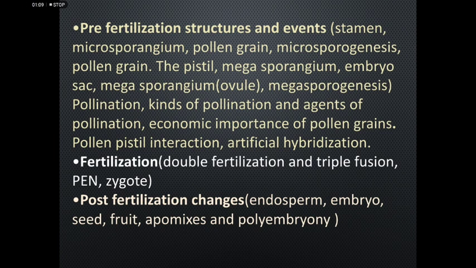In pre-fertilization structures and events, you can study stamen, microsporangium, pollen grain, microsporogenesis, pistil, megasporangium, embryo sac, then ovule, megasporogenesis, etc. Then pollination, kinds of pollination and agents of pollination. Then economic importance of pollen grains, pollen-pistil interaction, and finally artificial hybridization.